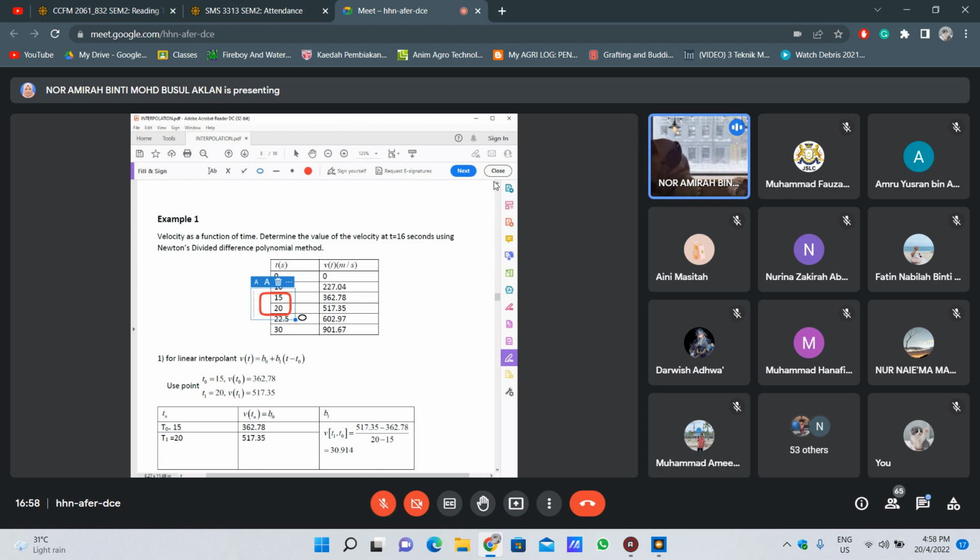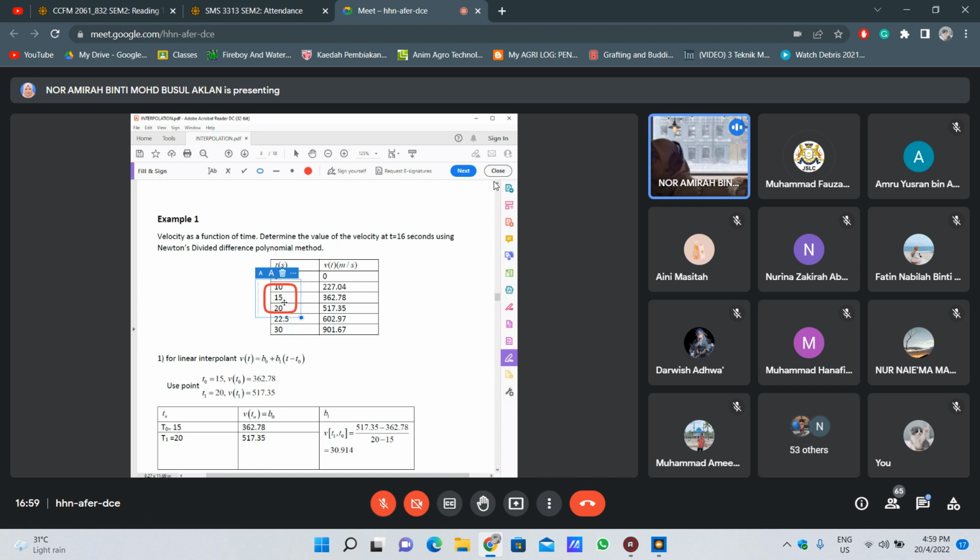But if for quadratic interpolant, you need 3 points. So you have to widen the points, take 3 from 10 to 20. Or you can also choose this one. You just pick whichever. But this is too far, 22.5 is very far. So if 10 to 20, the values are a bit closer. Understand, class?